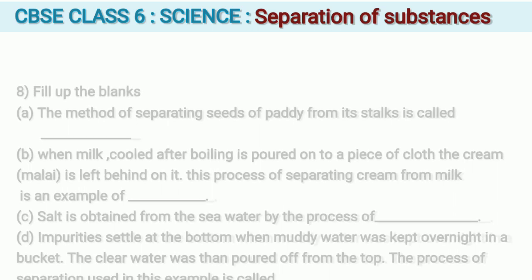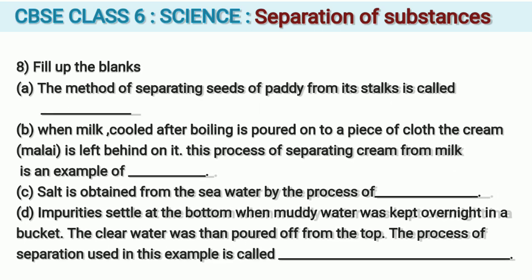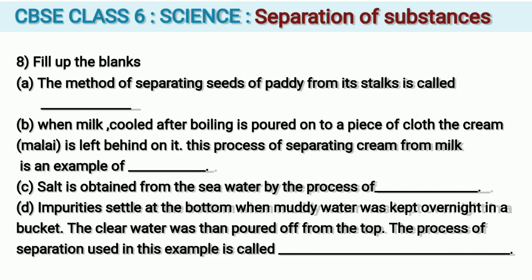Question 8 is fill up the blanks. The method of separating seeds of paddy from its stalks is called threshing. Next, when milk cooled after boiling is poured onto a piece of cloth, the cream or malai is left behind on it. This process of separating cream from milk is an example of filtration. Question C. Salt is obtained from seawater by the process of evaporation.